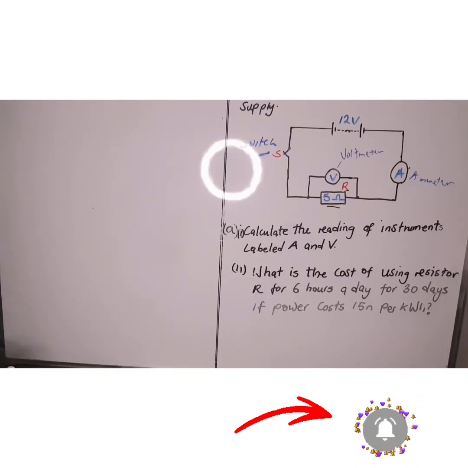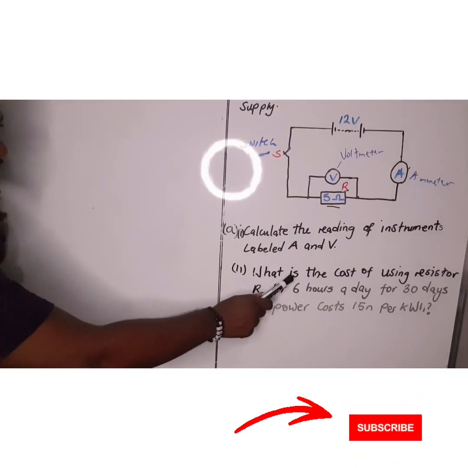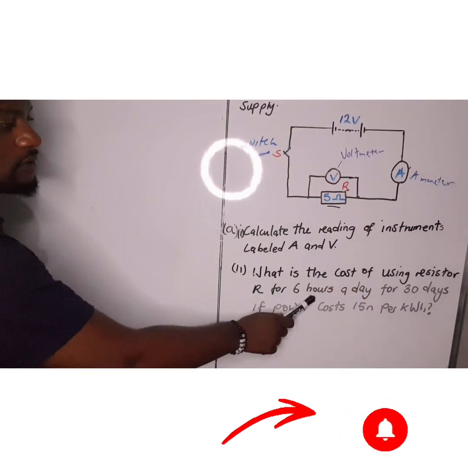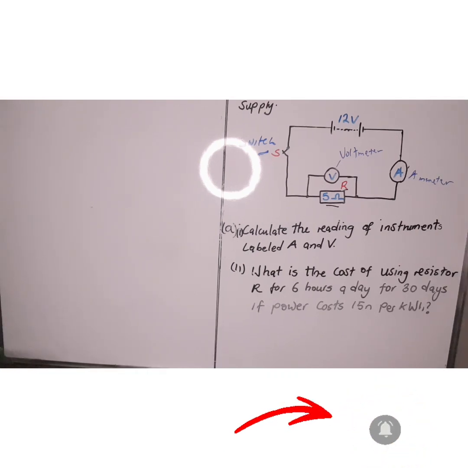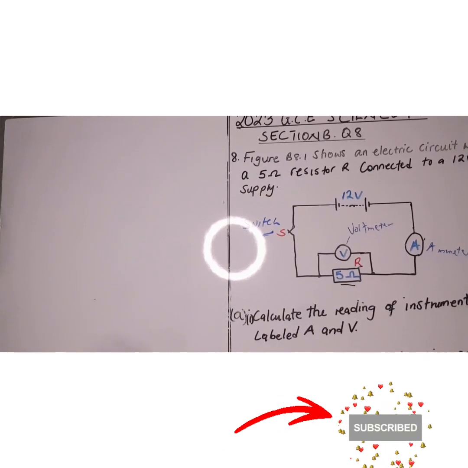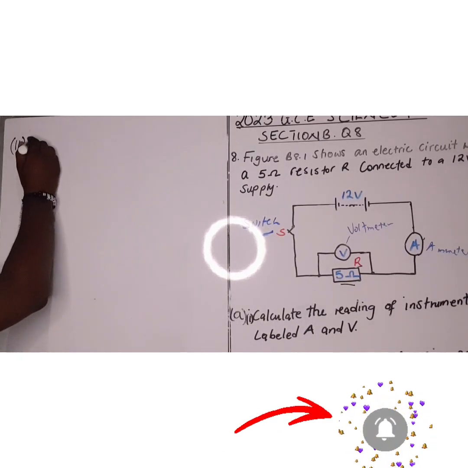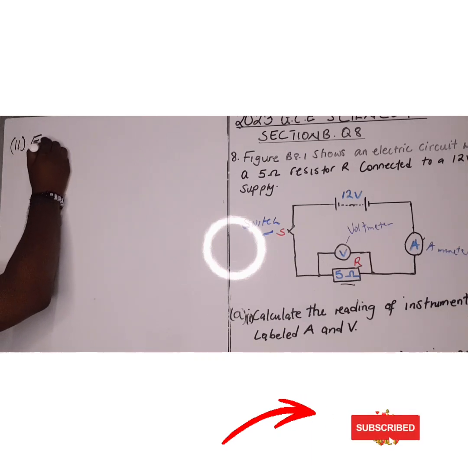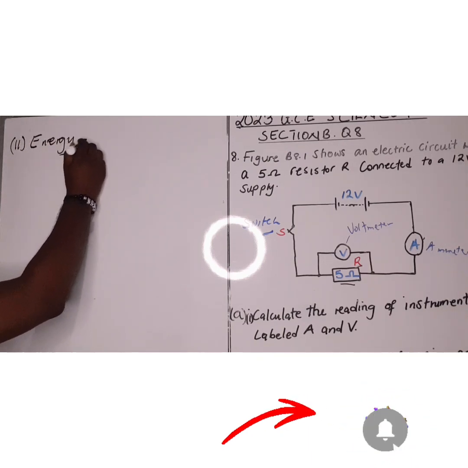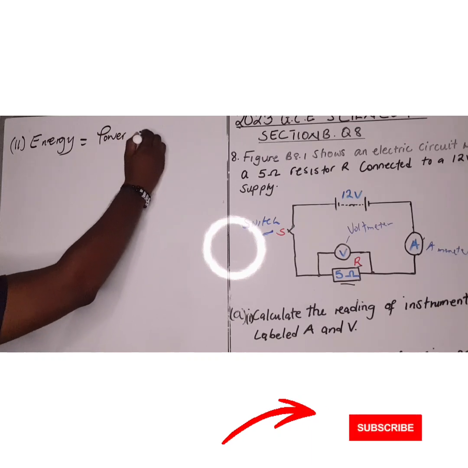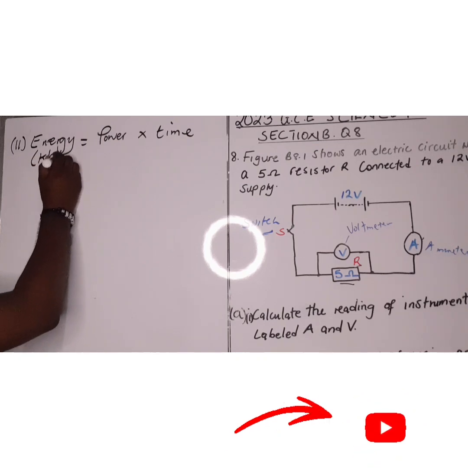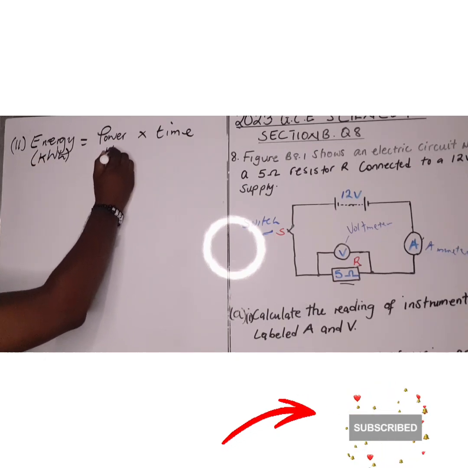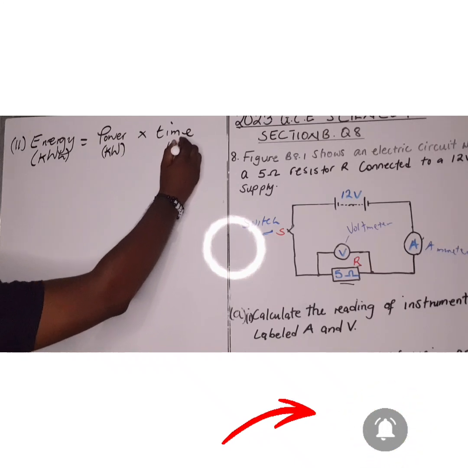We move on to number 2, which is saying, what is the cost of using resistor R for 6 hours a day for 30 days, if power costs 15 ngwe per kilowatt hour? What is going to be the total cost? In order to get this, we say energy is equal to power multiplied by time. The energy here is in kilowatt hours, then power is supposed to be in kilowatts, and time in hours.